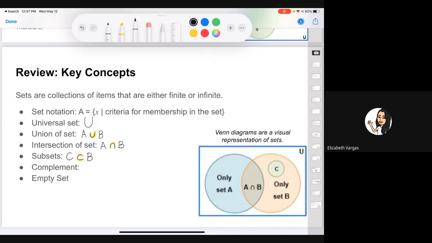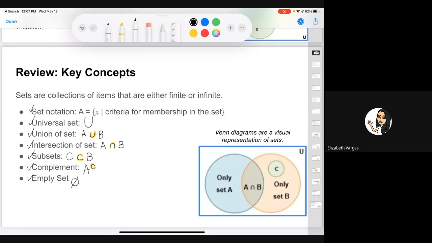Whenever we want to represent a complement, we use an italicized C or an exponent C. And whenever we want to represent an empty set, we use a circle with a line through it. So all these different symbols are going to eventually allow us to interpret different diagrams. But right now, basically what you want to take is, how do I represent universal sets? How do I represent unions? How do I represent intersections? How do I represent subsets, complements, empty sets?